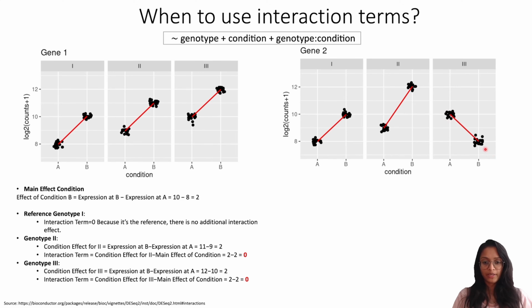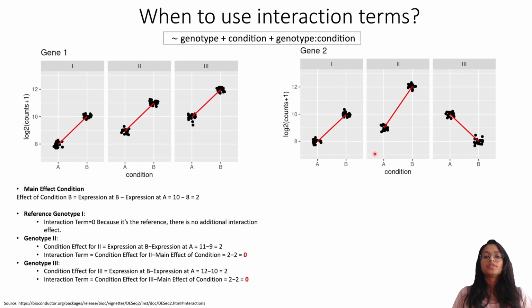So if we were to model this data without interaction terms, just using genotype plus condition, we assume that the effect of condition is the same across all the genotypes, which is not true in this case. So adding the interaction term, that is genotype plus condition plus the interaction terms, allows us to model the different effects of condition across genotypes.